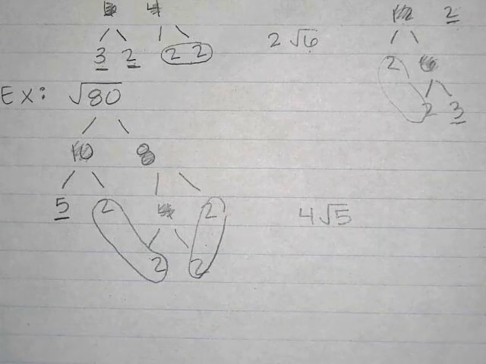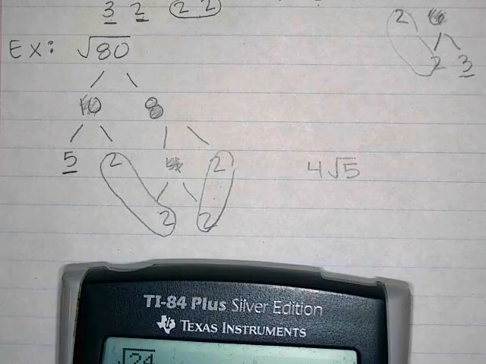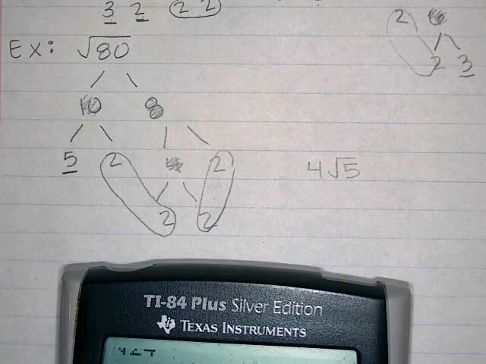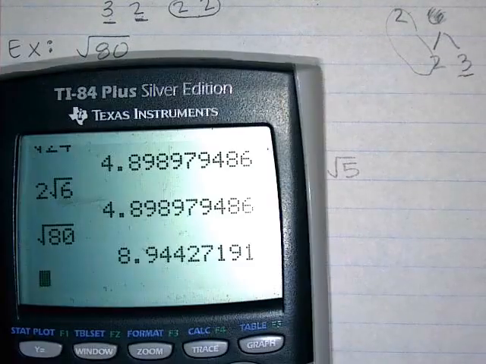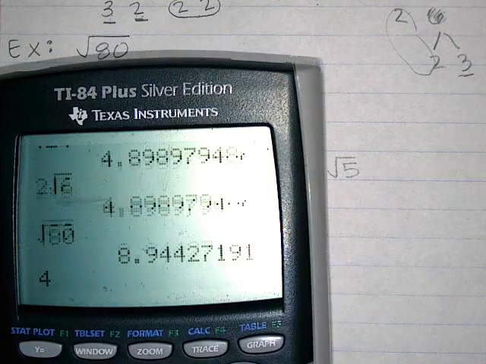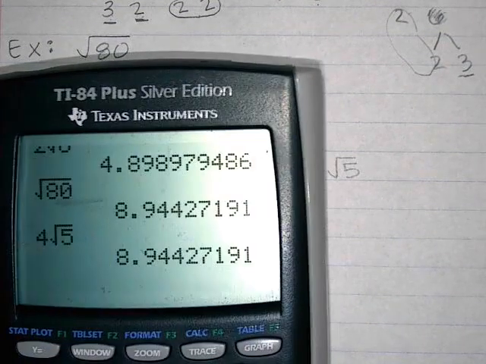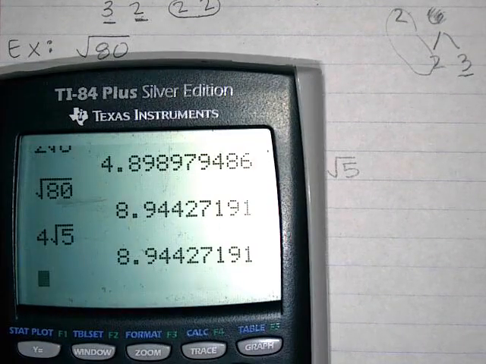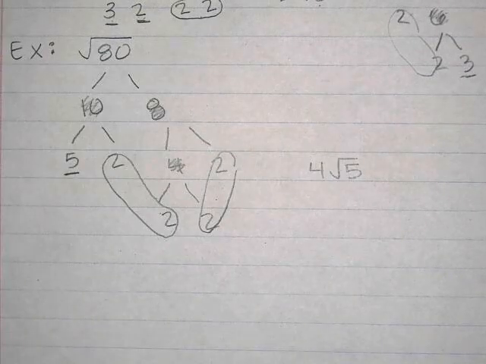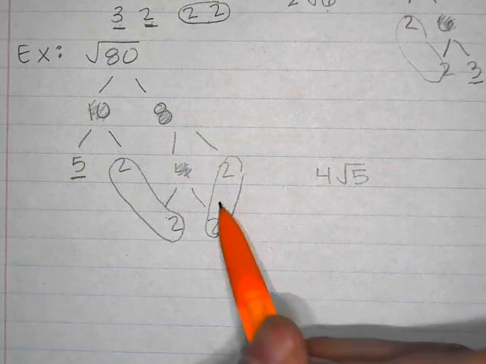If we want to make sure we didn't make a big mistake, we can check our decimals. So square root 80, there's that decimal, and then 4 square root 5, same decimal, so at least I didn't make a huge mistake. Wait, so the only reason you would double it on the outside of the square root is if you have 2 pairs?